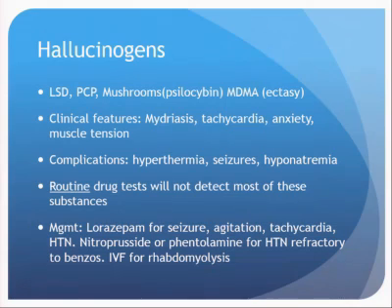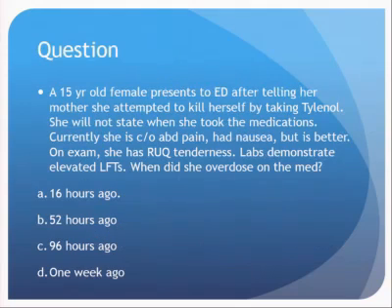And the management is, again, benzos for seizures, agitation, tachycardia, and hypertension. And then they may have to do nitroprusside for hypertension refractory to benzos. Often these people can get rhabdomyolysis because they're so agitated that they get muscle breakdown, so we give IV fluids for that. All right, so we're going to do a couple questions and we'll be done.